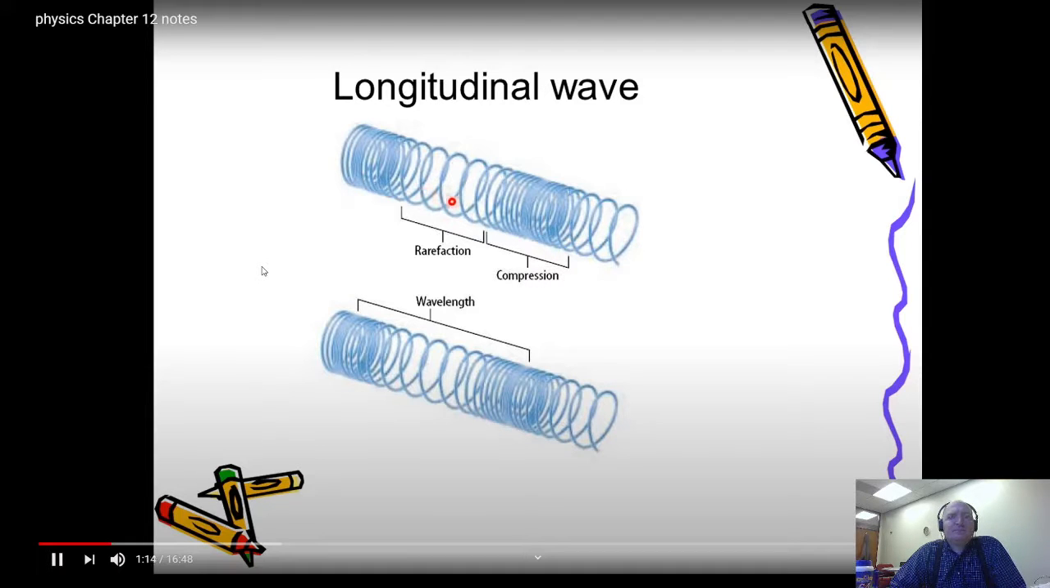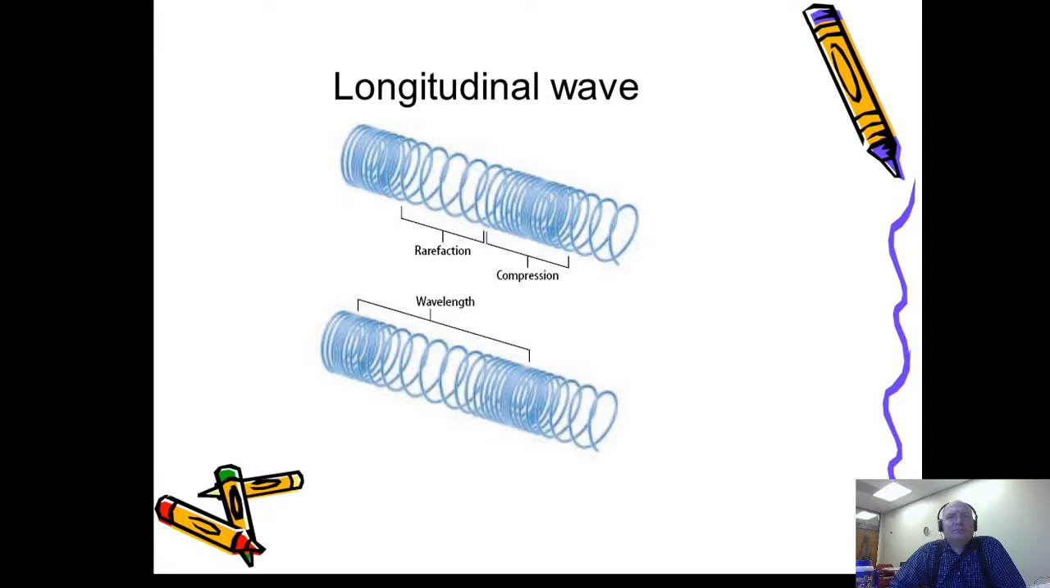Medium have spread back out again, called rarefactions. And a wavelength for a longitudinal wave is made up of one compression, one rarefaction, and the wavelength would be measured from rarefaction to rarefaction.